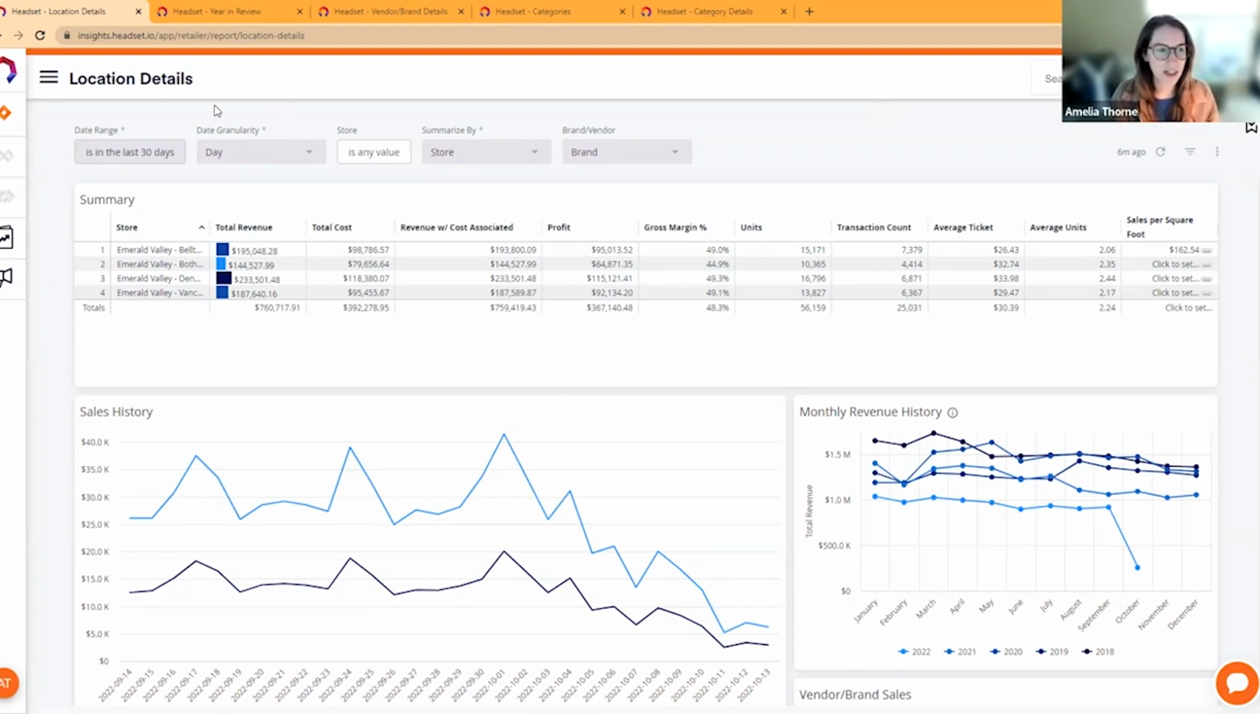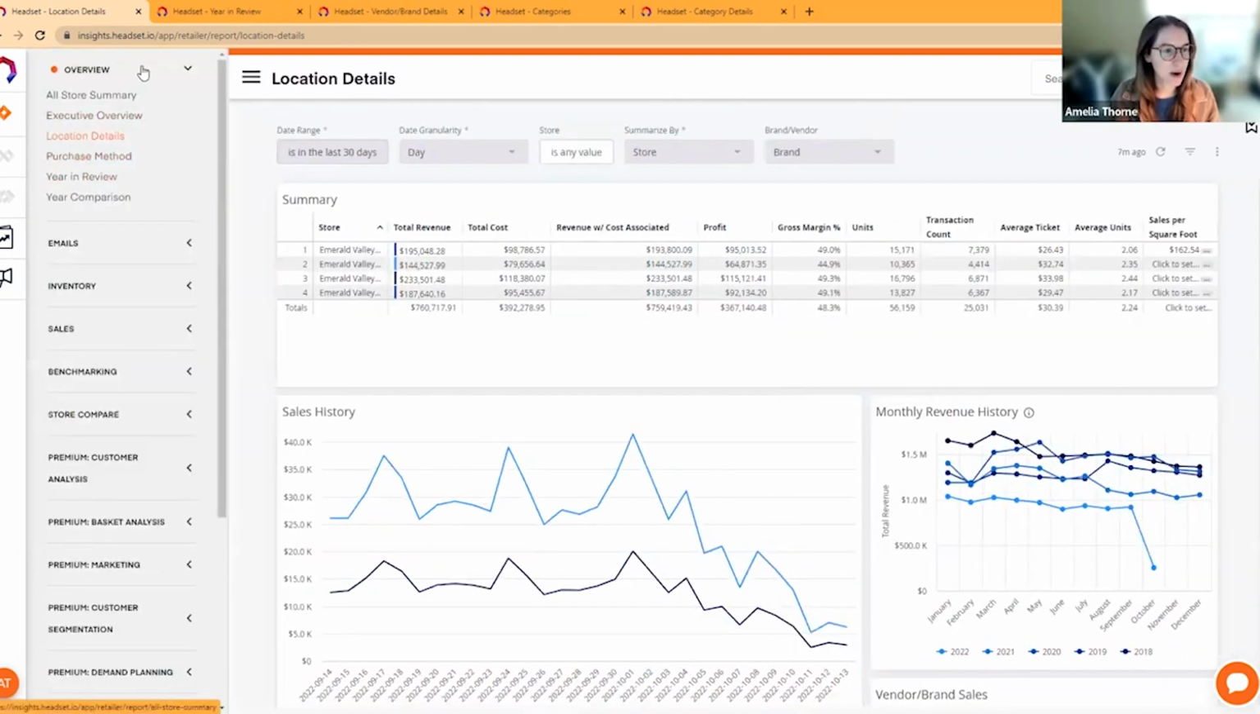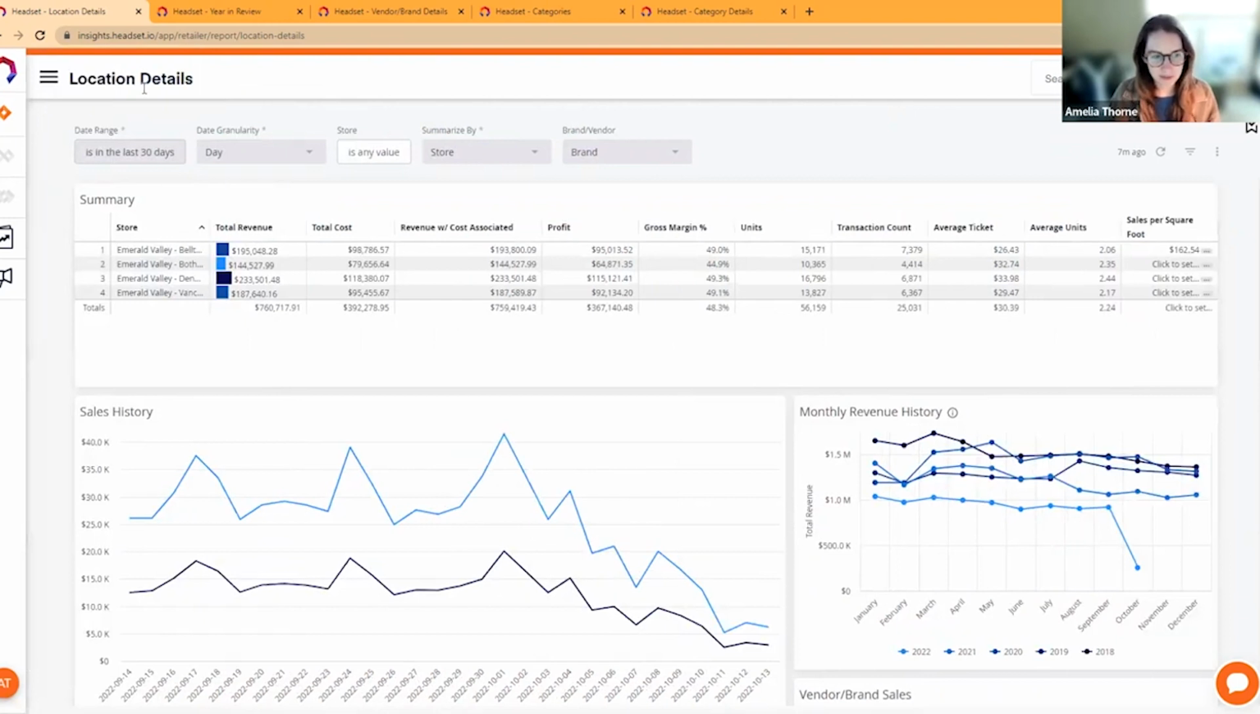So the first dashboard that we're going to go through is called Location Details. This is located under the Overview dashboard, or module, I should say. All right, so here, I really like this dashboard because it's just a really nice snapshot of what is going on within each of your stores from a sales point of view. We have the date range filter, which is pretty standard across most dashboards. I'm going to be focusing on looking at it by day, but you could also do by week. I'm going to look at all my stores here, and I'm going to summarize it by brand in the tables that need to summarize by brand or vendor.